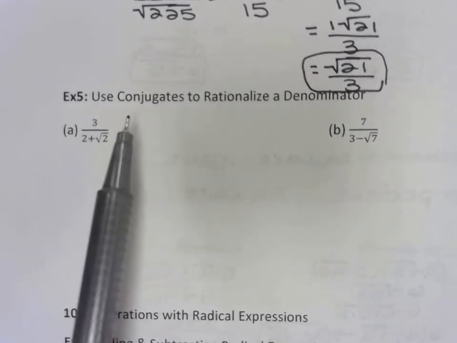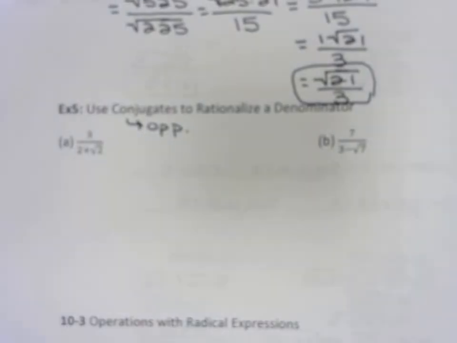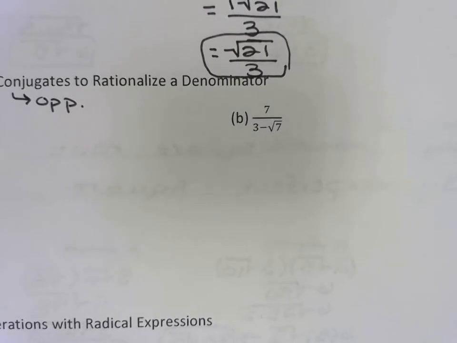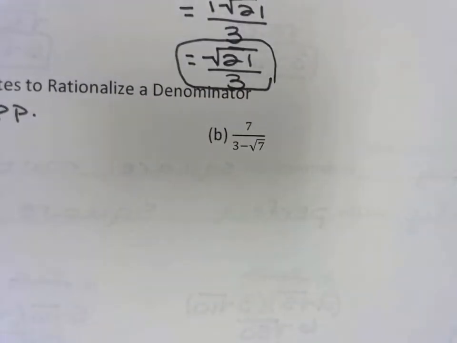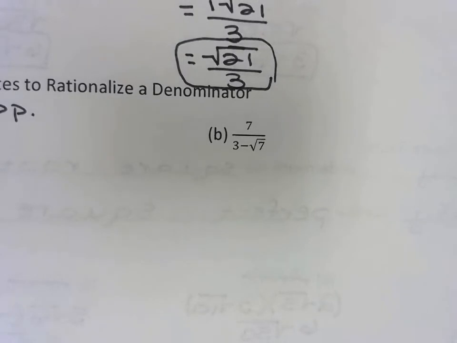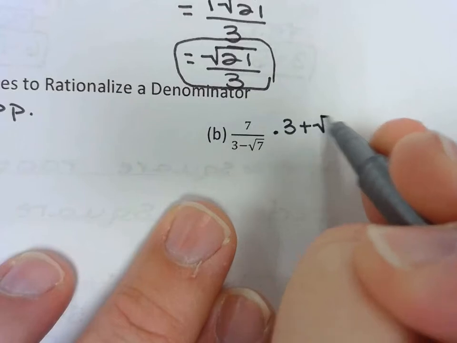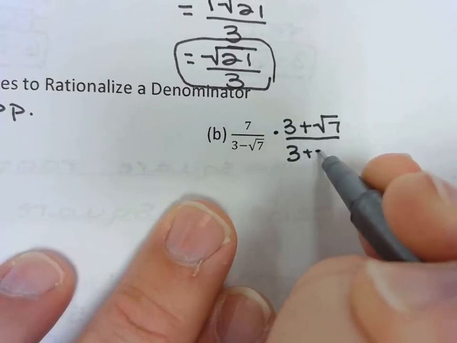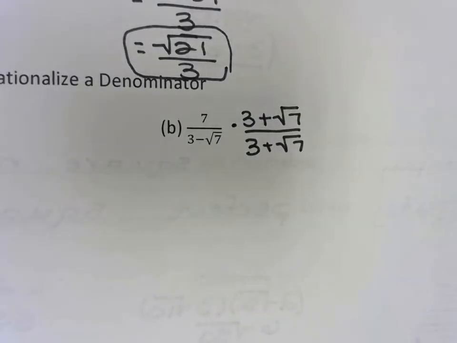Sorry. Okay, conjugate. So when I look at the conjugate, it just means the opposite. Okay, so we are still rationalizing a denominator. So we'll look at example B real quick. As I look at example B, I have a square root in the denominator. I have the square root of 7. I cannot have the square root of 7 in the denominator, so I need to get rid of that. So to get rid of that, we are going to have to multiply the top and bottom by the conjugate. So what that means is the opposite. So instead of 3 minus the square root of 7, we are going to multiply the top and bottom by 3 plus the square root of 7.